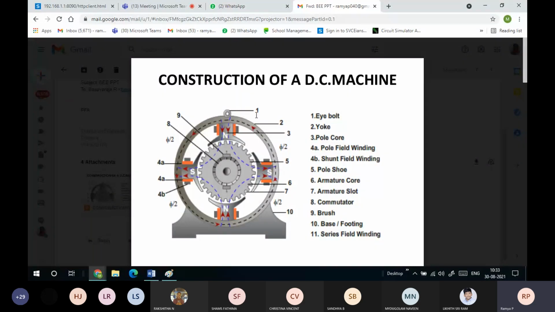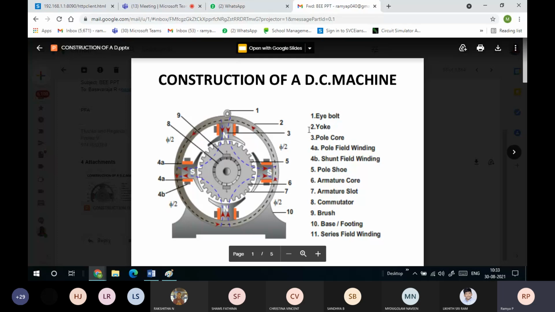See the first number, the one on the top, that is your eye bolt. What is the purpose of using this eye bolt? It will be used for making the machine installed in one particular location. If I simply keep it without any mounting, without any connectivity, vibrations and harmonics will be induced in the system, hence it will be responsible for reducing the efficiency. Okay, so the second one is nothing but your yoke.